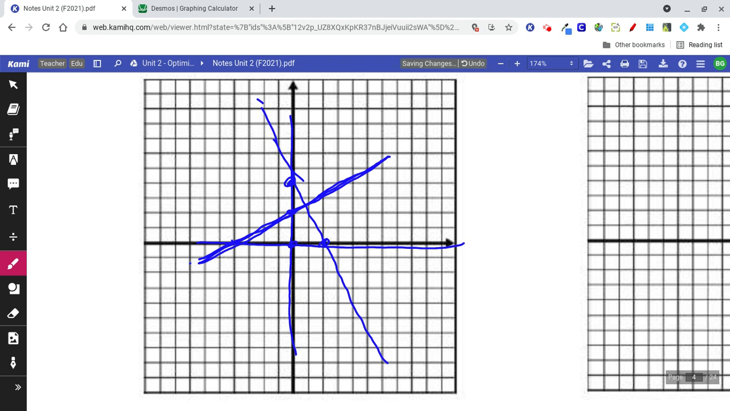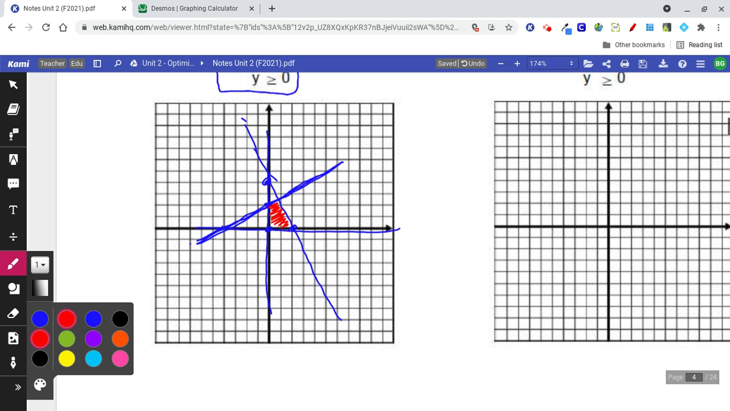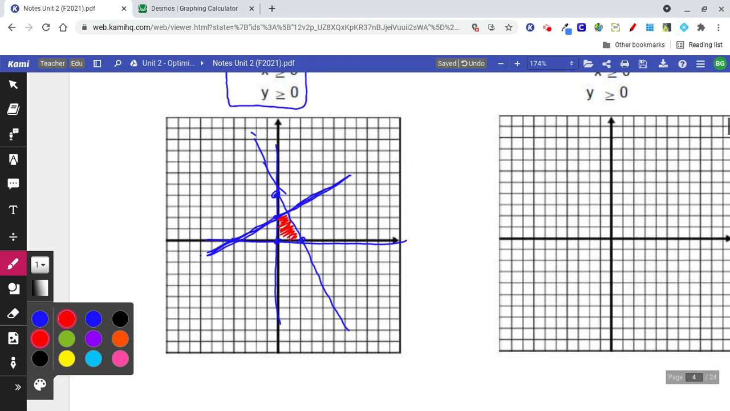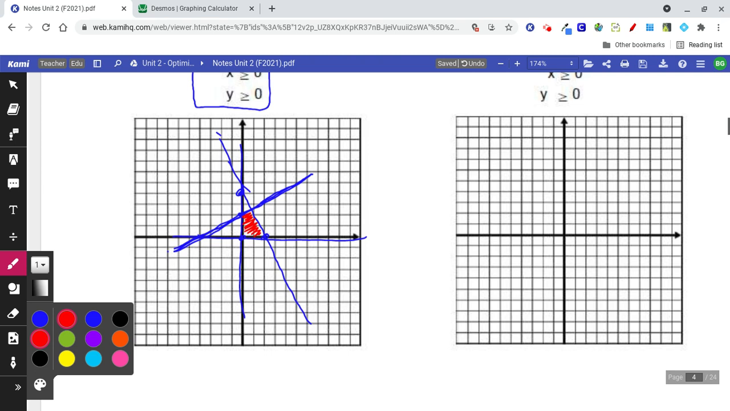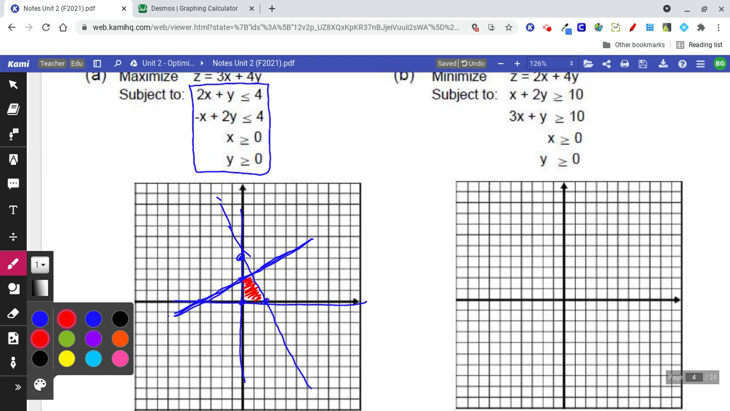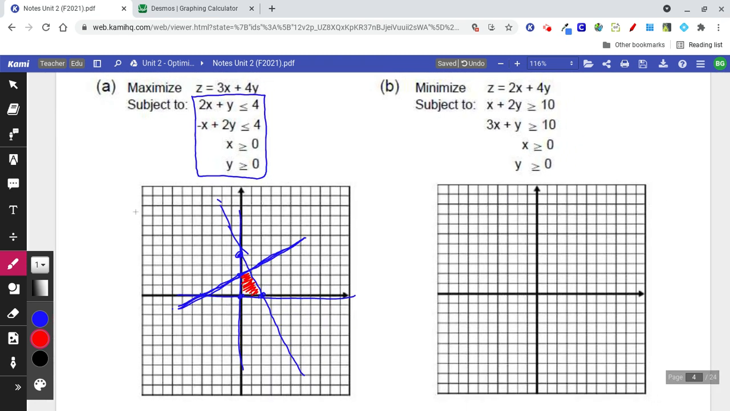So we got that. And the feasible region is right here. That just means those numbers will work for the constraints, but those numbers are not going to be the maximum. The maximum has to be at one of those corner points. So we look at those corner points.